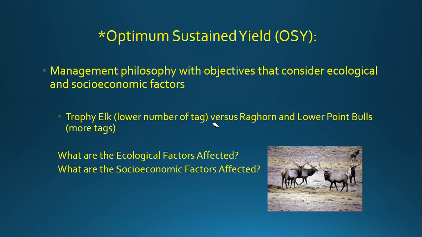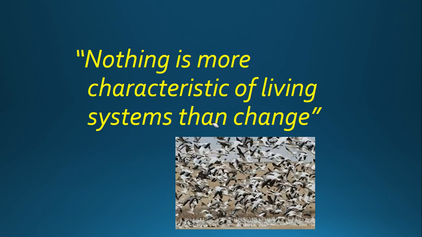Ecological factors affected. I think we've talked about that. So I think that wraps it up. This is a really good quote for this lesson. Nothing is more characteristic of living systems than change. That is the one thing that you can be certain of, is that things will change. Your populations will change. The dynamics of those populations will change for certain. And you just have to keep on top of how is it going to change and what can you do about it. So good luck. Being a wildlife manager is not easy.